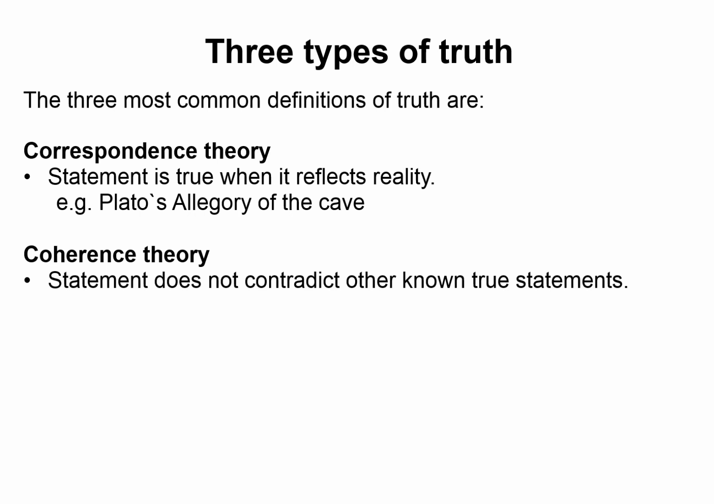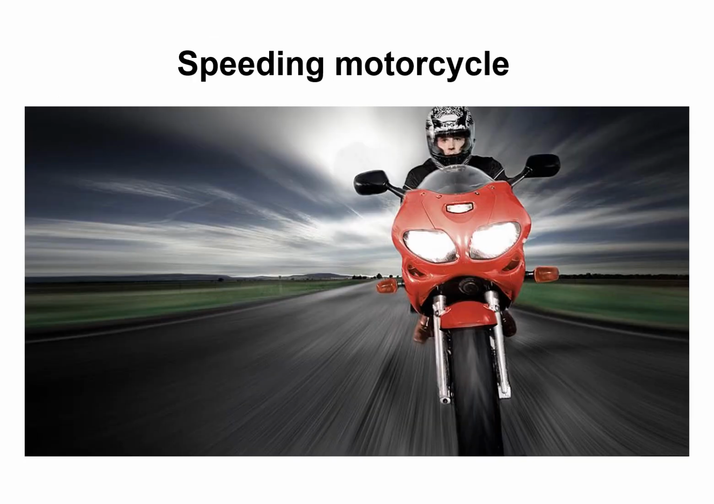The second type of truth is the coherence theory of truth. This is where statements do not contradict other true statements. So let's take an example. You're outside, you see a motorcycle speeding by. Then you hear a screech. Then you hear a crash. And then you look and you see around the bend there's some black smoke.